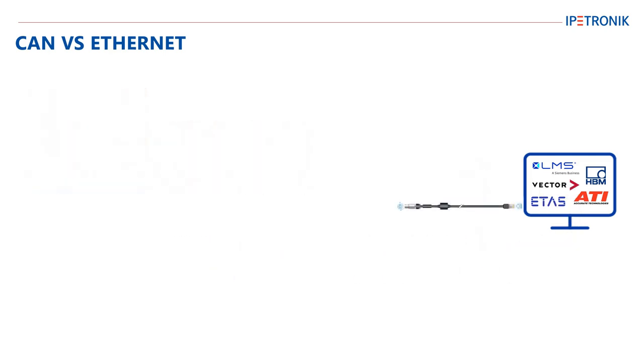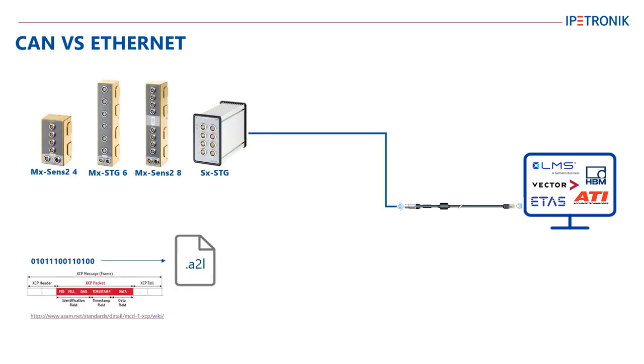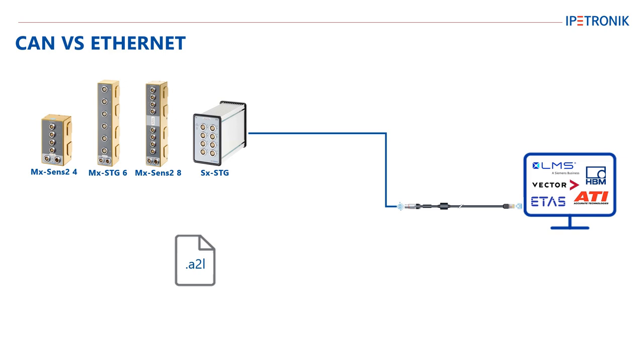The process is almost the same when we look at our Ethernet-based module lineup. The file format for these types of devices is an A2L file, which is also a standard format. It contains the same information as the DBC file and can be loaded into the third-party DAQ system.